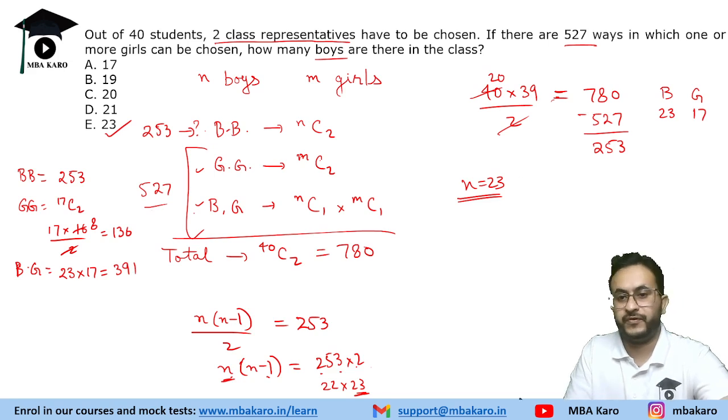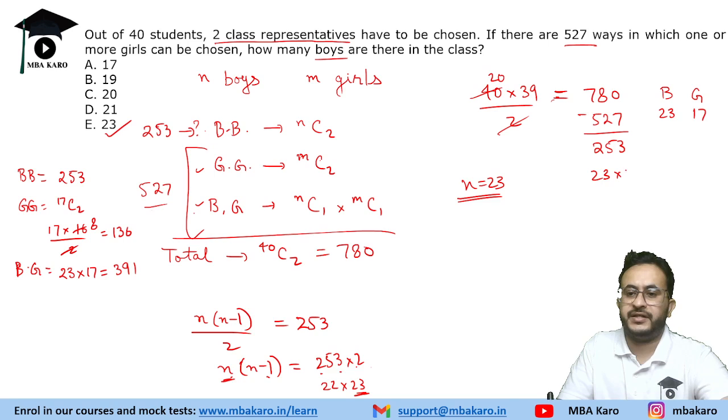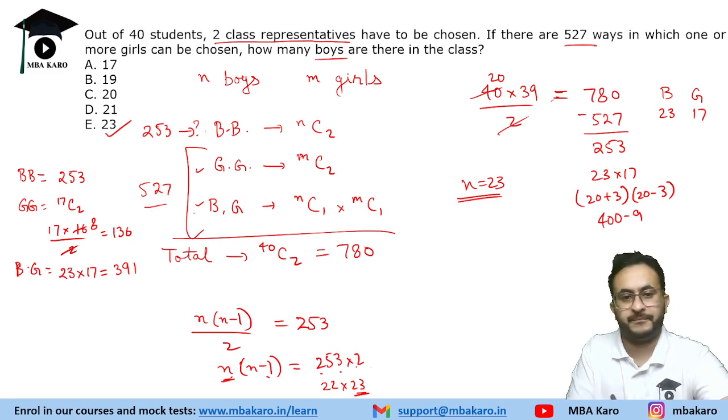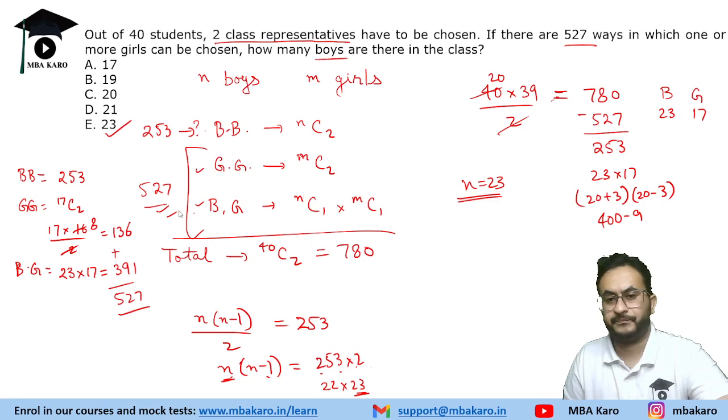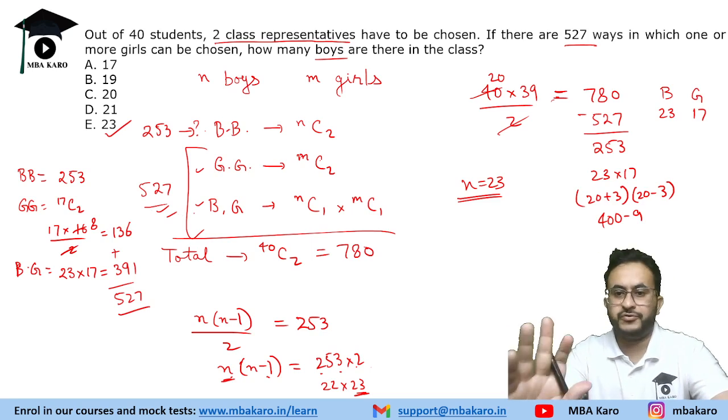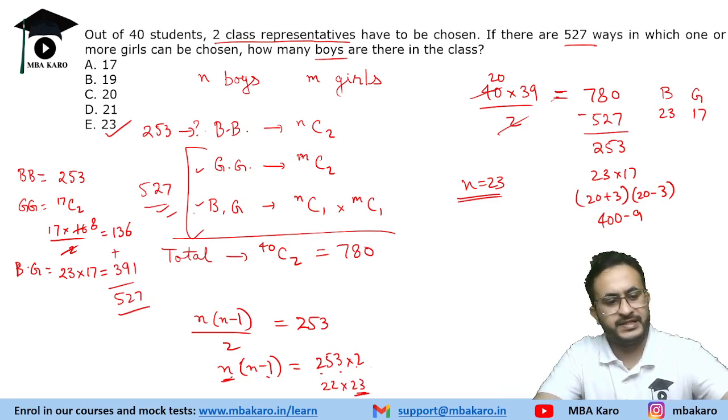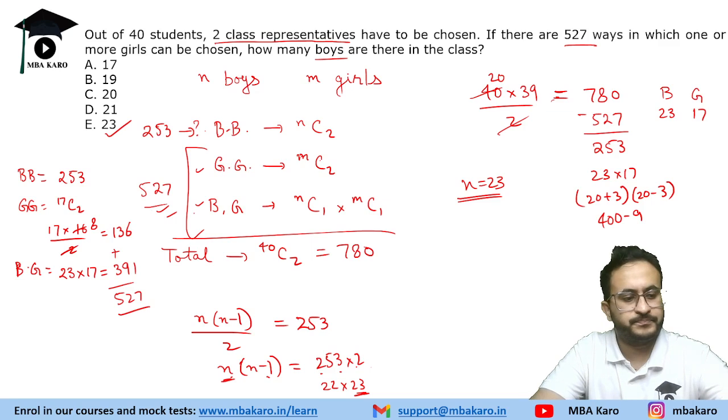How did I do it so fast? 23 into 17 करना है, 20 plus 3 and 20 minus 3. Okay, so 20 square is 400 minus 3 square is 9, 391. So when we add this, this is 527 and 253. So all these things are satisfied. So if you have to select two people, the number of ways is NC2.